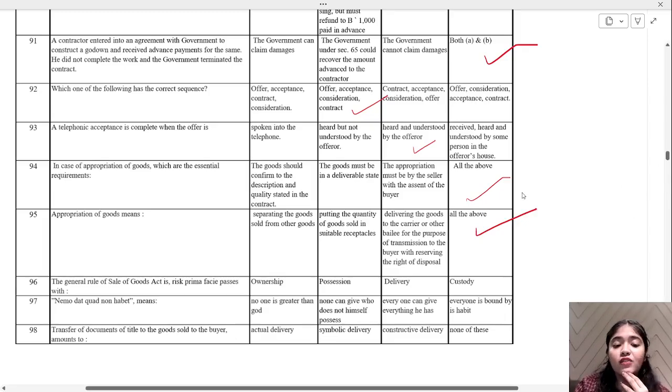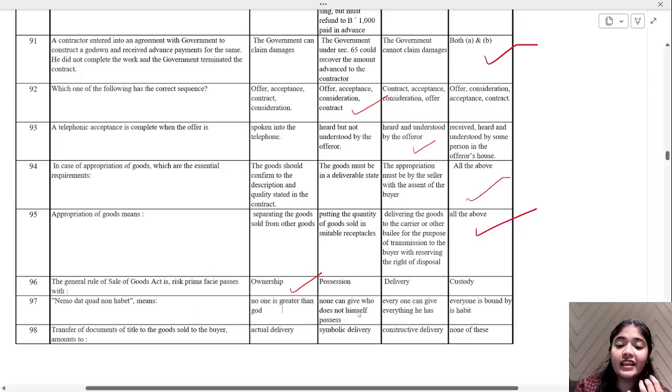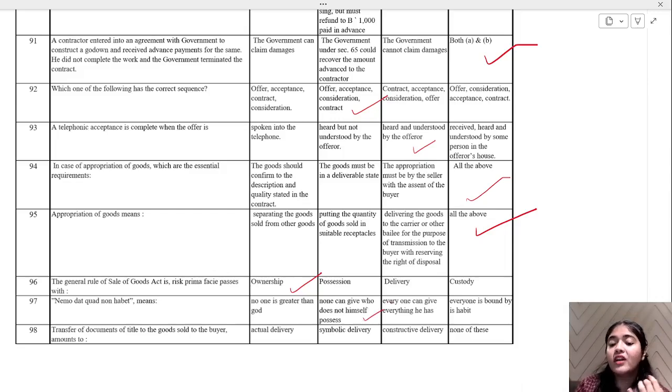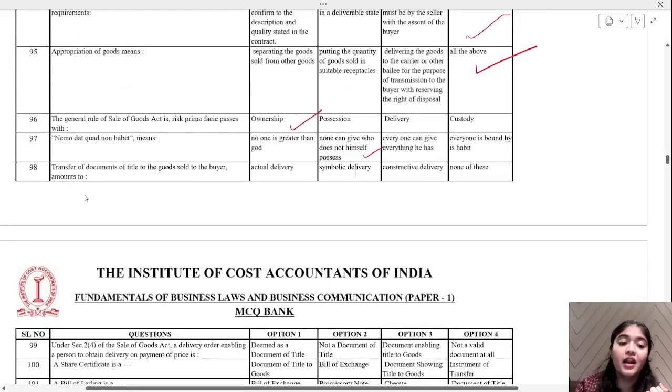The general rule of the Sale of Goods Act is that risk prima facie passes with ownership, not possession, delivery or custody. Nemo dat quod non habet means, tell me, none can give who does not himself possess. If you don't possess something, you can't give it to another person. Transfer of document of title to goods sold to the buyer amounts to what? Actual delivery, symbolic delivery, constructive delivery, or none of these. That is symbolic delivery.